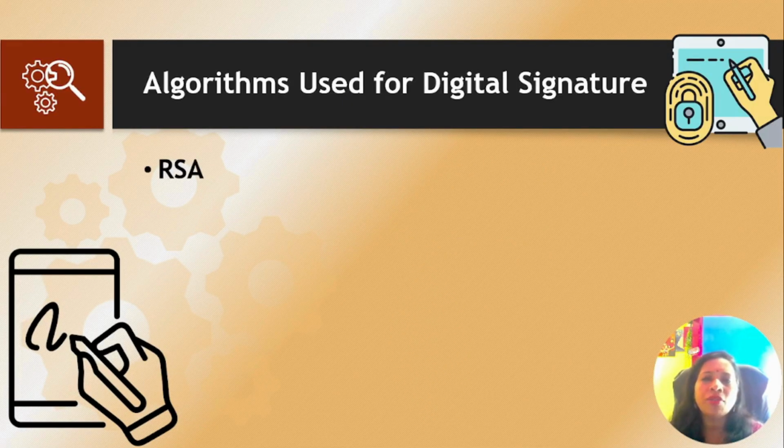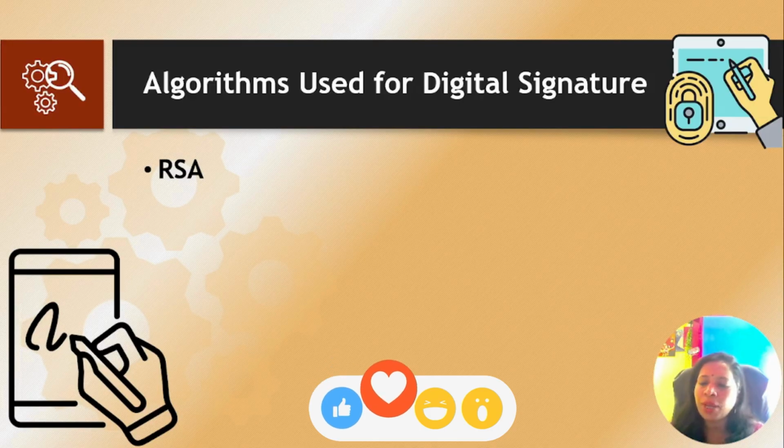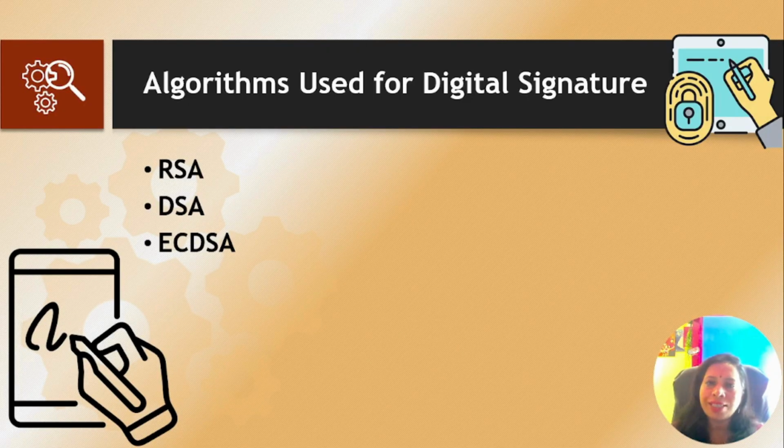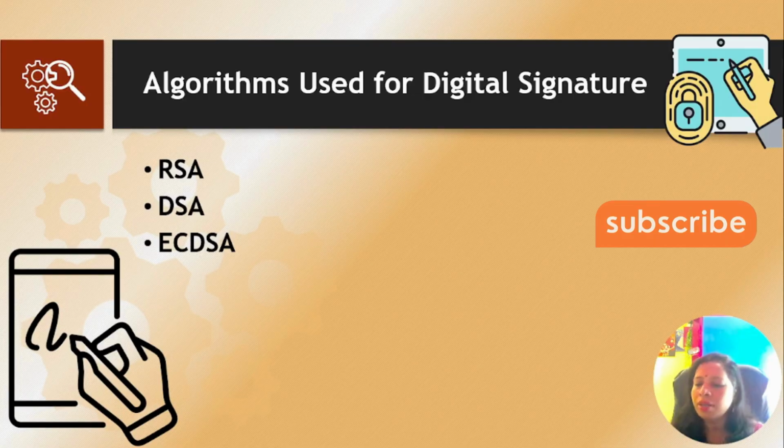Now let's discuss the different algorithms used for digital signature. The first one is RSA, which is based on the prime factorization that I already discussed in the previous video. The second one is DSA, the digital signature algorithm. The third one is ECDSA, the elliptic curve digital signature algorithm. RSA is widely used and very easy to understand, while ECDSA provides similar security with smaller key sizes, making it efficient for modern systems.